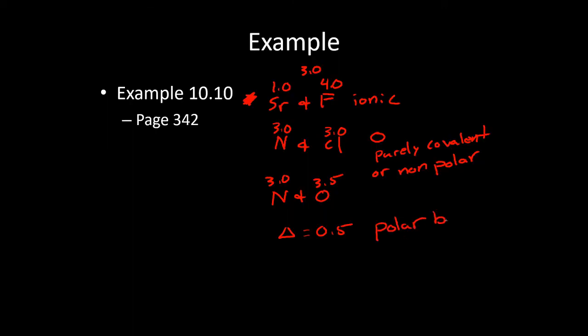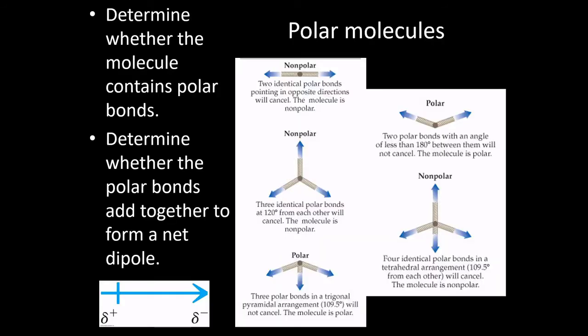So this would give us polar bonds, any bonds between nitrogen and oxygen. All right. Hopefully that was pretty clear. If not, we can talk about it some more when we get together and chat.